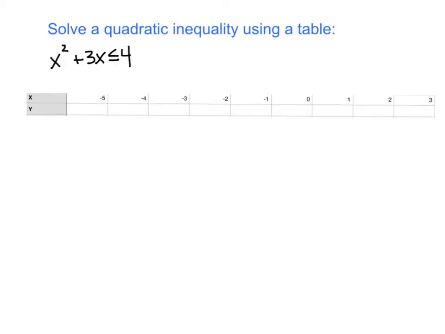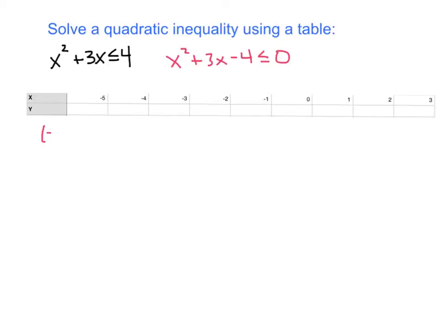Okay, let's look at how to solve a quadratic inequality using a table. My very first step is that I want to change this to x squared plus 3x minus 4 is less than or equal to 0, because in a moment, I'm going to find all the values that are less than or equal to 0. Alright, so we have a lot of x values in this table. We need to know the y values because we're looking for whenever they're less than or equal to 0. So all I have to do is replace the x values with the values in the table.